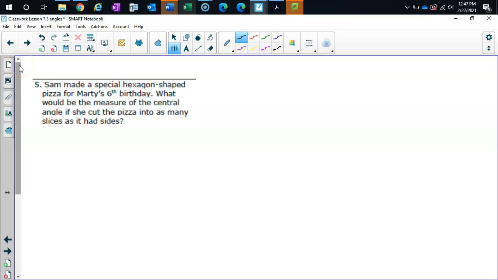Number 5, Sam made a special hexagon-shaped pizza for Marty's 6th birthday party. What would the measure of one central angle be if she cut the pizza into as many slices as it had sides? So it's hexagon. Go. Well, you need to know that a hexagon has 6 sides, so it would be 360 divided by 6 is 60 degrees each.